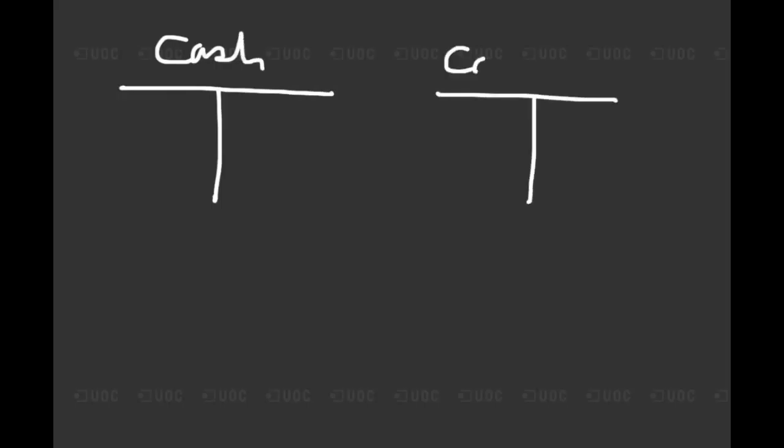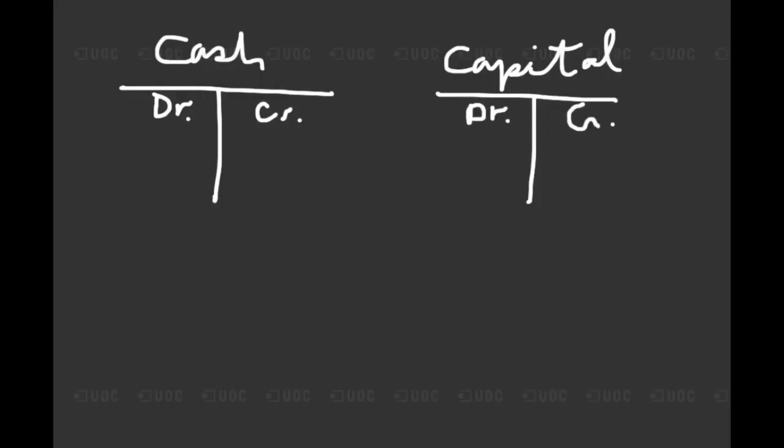So we have to draw the first two T accounts, which is cash, and the other, which is capital. Then we put the debit on the left side and the credit on the right side. Since it is an investment of 800,000 pesos, the money goes on the debit side of cash. And on the credit side of capital.